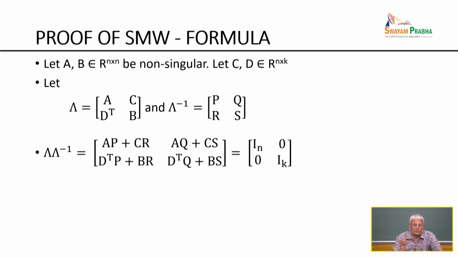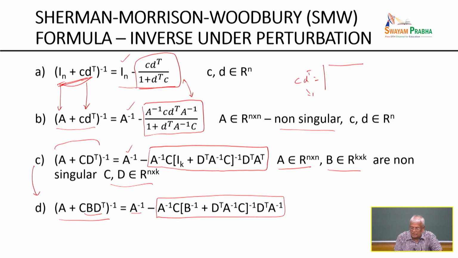So A and B are two matrices, non-singular. C and D are matrices n by k. With me? So consider a matrix lambda. I am building out of A, B, C, D. Everybody with me, please. Now look at why are we talking about this? I am talking about the last formula. There is A, there is B, there is C, there is D.